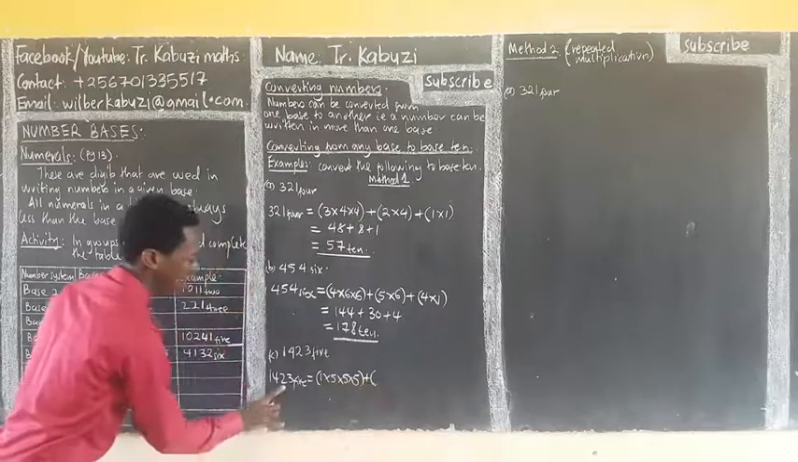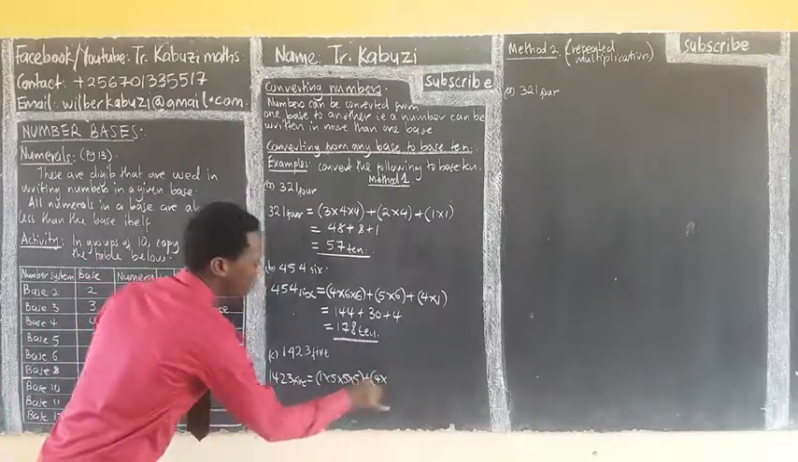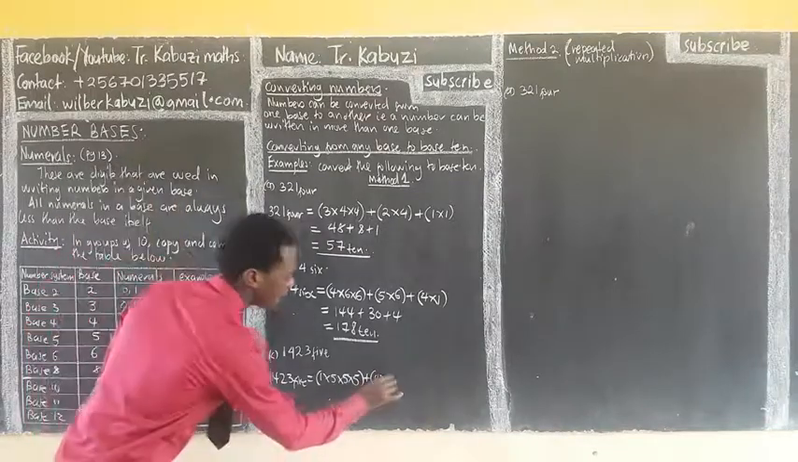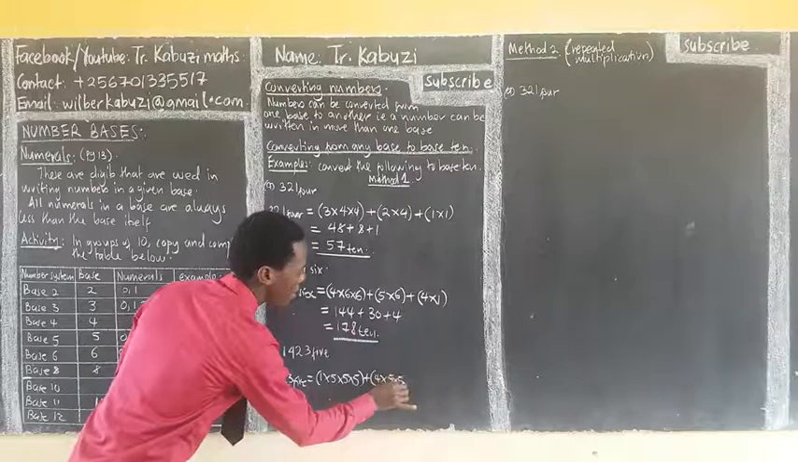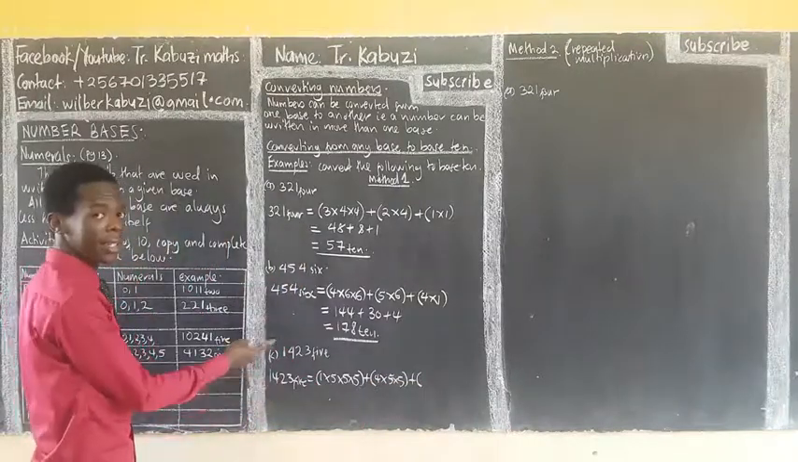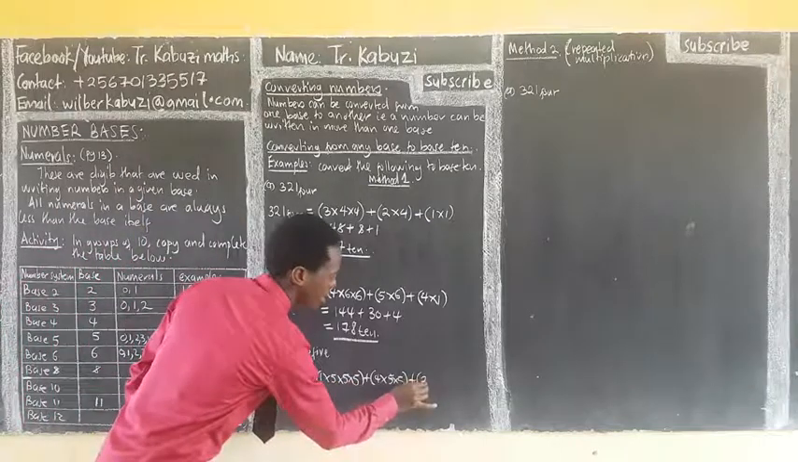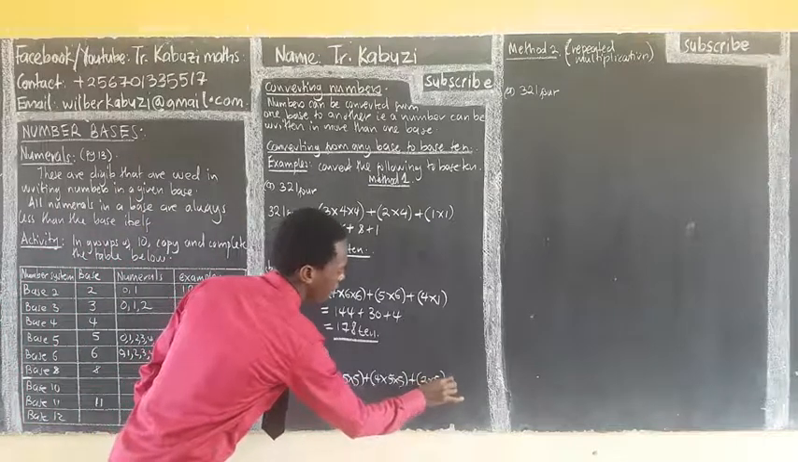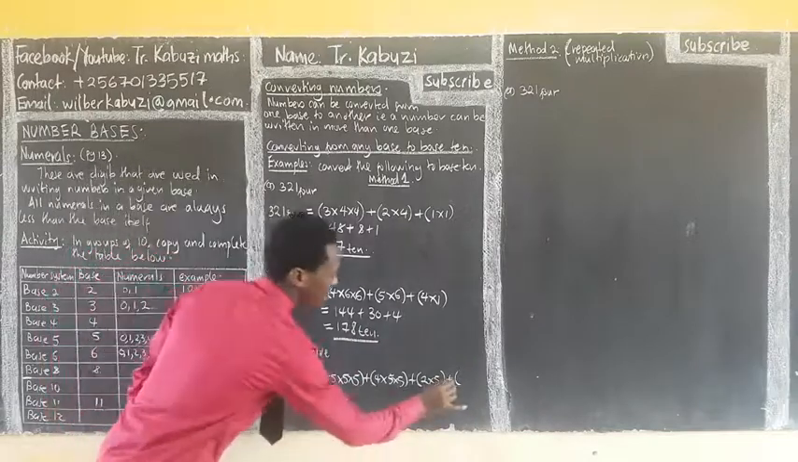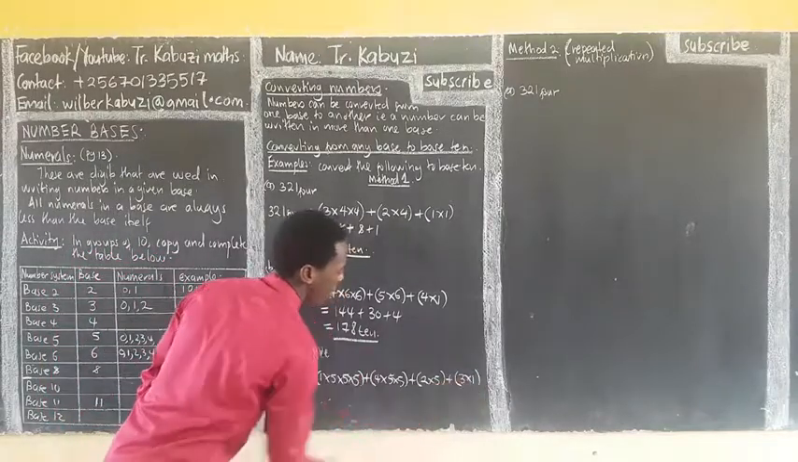Then plus, come to 4. Now 4 is in 5 5, so we are multiplying 2 times, 5 times 5. Then plus, 2 is in the 5s, so we multiply once, 2 times 5, then plus. You see 3 is in 1s, so you say 3 times 1.